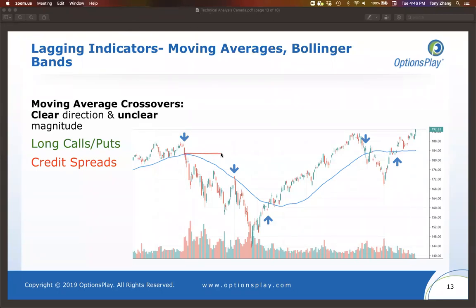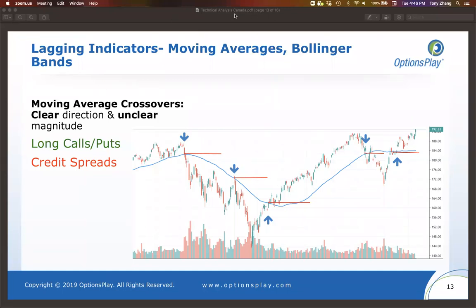So I can sell a call credit spread here, another call credit spread here. I'm going to sell a put credit spread here, sell another call credit spread here, and sell another put credit spread here. So in this particular chart with 5 different crossovers, I can sell 5 separate credit spreads. And this, again, takes advantage as long as the stock doesn't exceed that moving average crossover.